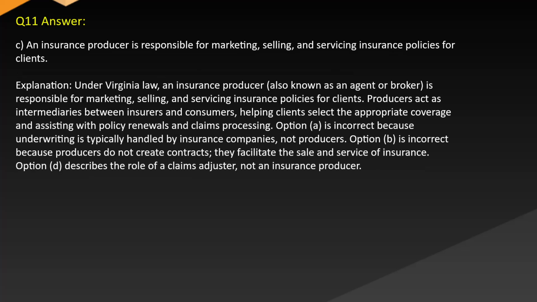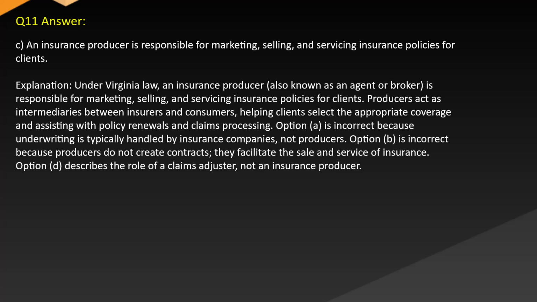Answer. C. An insurance producer is responsible for marketing, selling, and servicing insurance policies for clients. Explanation. Under Virginia law, an insurance producer, also known as an agent or broker, is responsible for marketing, selling, and servicing insurance policies for clients. Producers act as intermediaries between insurers and consumers, helping clients select the appropriate coverage and assisting with policy renewals and claims processing.